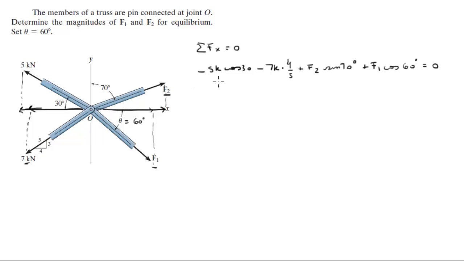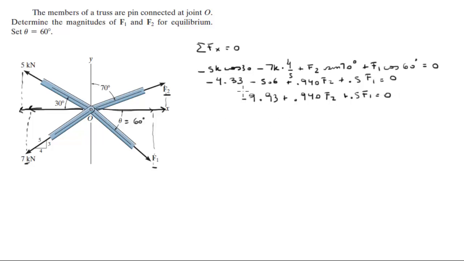So basically what I'm going to do is I'm going to start solving this. This is 4.33 minus 5.6 plus 0.940 F2, that's sine of 70 is equal to 0.940, plus 0.5 F1 is equal to 0. So adding these two together is negative 9.93 plus 0.940 F2 plus 0.5 F1 is equal to 0. So this is going to be my first formula.